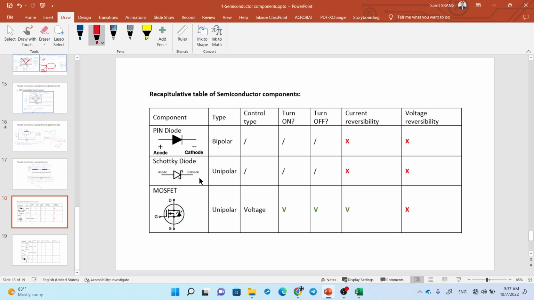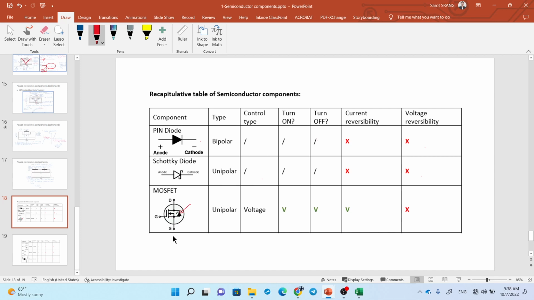And this one is also a diode, but it's kind of unipolar, so the construction must be different from this one. But it's also a diode, so the property, I mean the function, must be the same as this one. And here is the MOSFET. MOSFET is a type of unipolar. The schematic is like this. This diode is actually to protect the MOSFET itself.